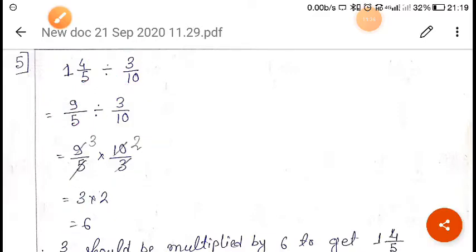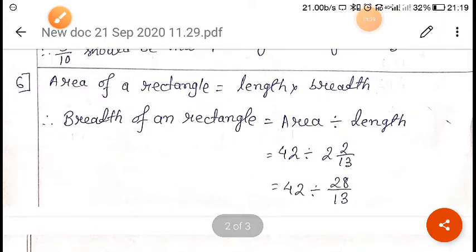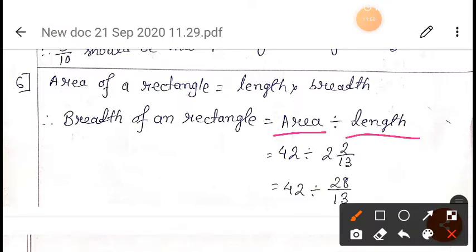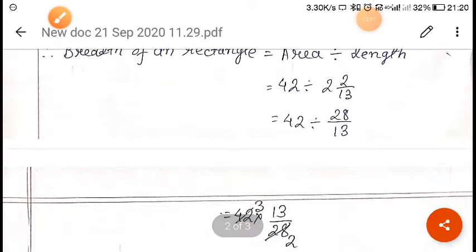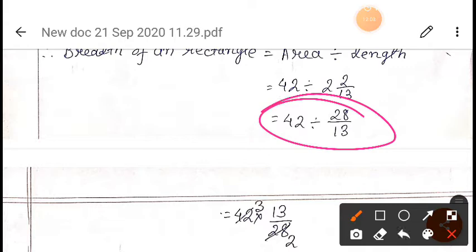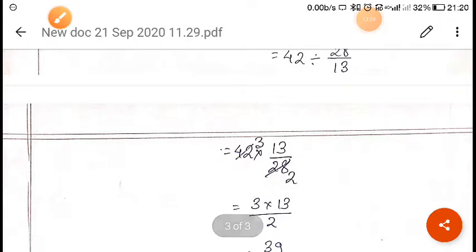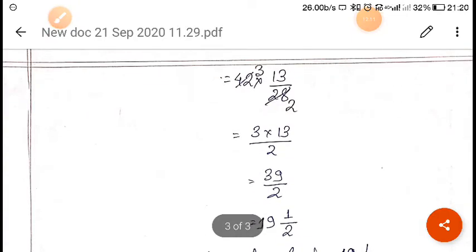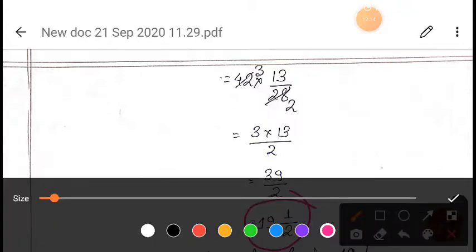Now question number 6. Area of rectangle is given, 42 centimeter. Breadth is given, you have to find length. So we know that area of rectangle is length into breadth. So to find out the length, what we will do? Area divided by breadth. When you divide this, again we have to flip, right? What I have told you, we have to flip this. So as you can see, 42 divided by 2, 28 by 3, 13. So when you flip this, 13 will go upside, 28 will come downside, and after that we will get this. So I hope you are understanding this.